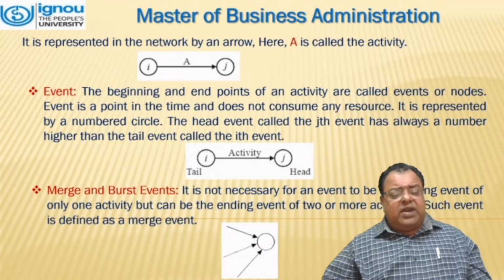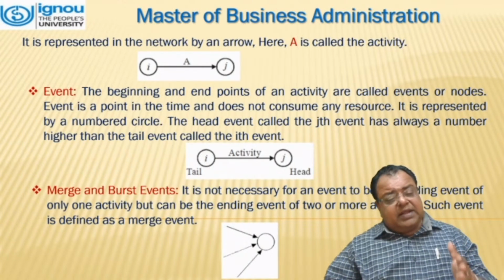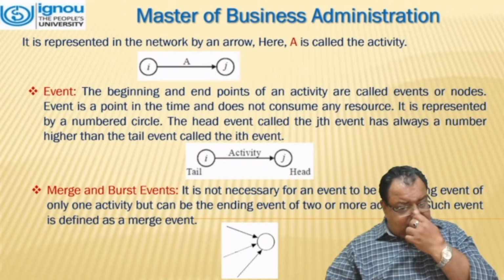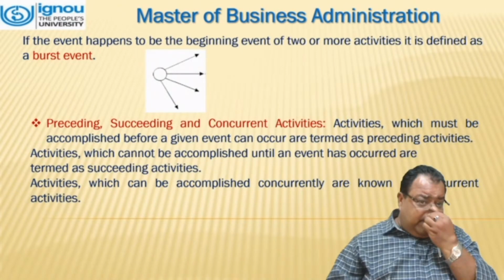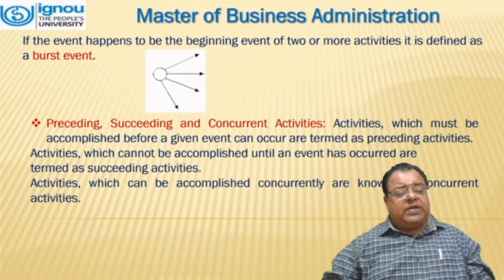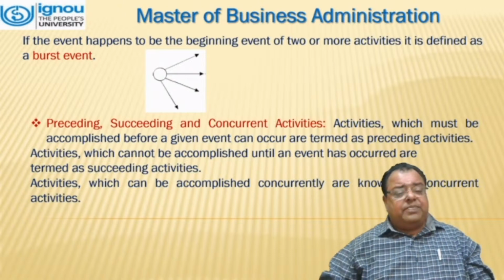Merge and burst events. It is not necessary for an event to be the ending event of any one activity, but it can be the ending event of two or more activities. Such events are called merge events. That means in the diagram you can see three arrows on the circle, so three activities are merging on this node. If the event happens to be the beginning event of two or more activities, it is defined as a burst event. That means different arrows are coming out from a particular node.